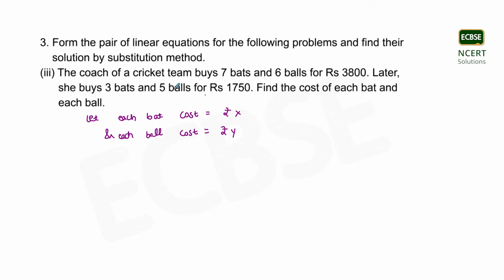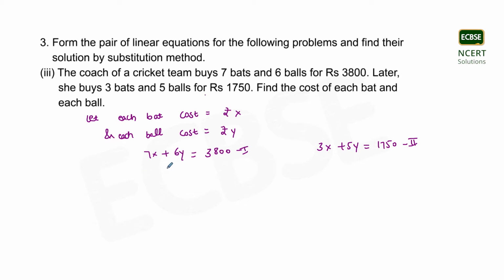Okay. Now according to the problem given, it's been given that the coach of the cricket team buys 7 bats and 6 balls for rupees 3,800. Means 7x plus 6y is equal to 3,800. So this will be the first equation, and the second equation can be formed from she buys 3 bats and 5 balls for rupees 1,750. Means 3x plus 5y comes out to be equal to 1,750.